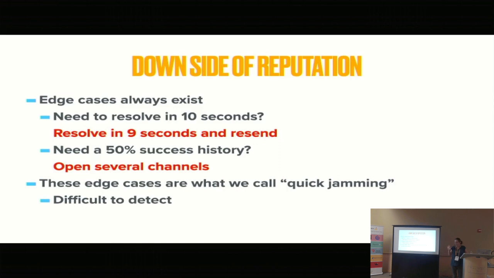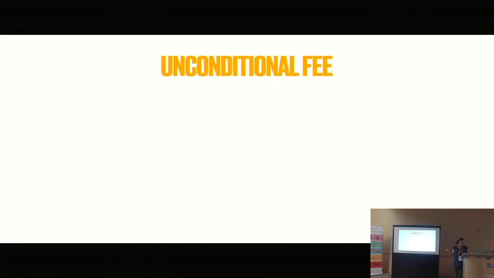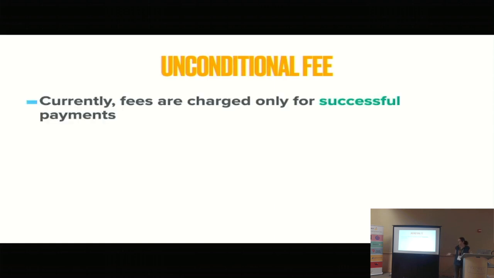And so this edge case is what we nicknamed quick jamming. They are difficult to detect, that's the main punchline, and to stop them, we want to use the unconditional fees, but we're always remembering that this is something that rarely can happen to an honest user. Sometimes you will send an HTLC, it would get stuck, it's not on you. So we can't have any severe punishment for this, but we do want this behavior to be punished if there's something systematic that you're trying to do. So for this, we have the unconditional fees, okay?